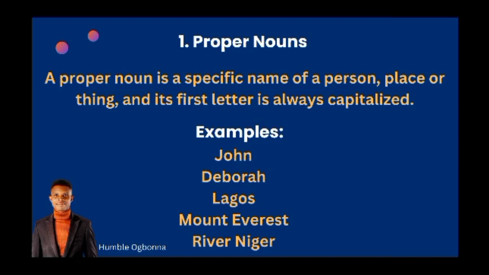Examples of proper nouns here are John, which is the name of a particular person, Deborah, Lagos, that is a specific place, Mount Everest, a specific thing, River Niger. These are examples of proper nouns. What other proper nouns do you have, or do you know? You can write them down in your book.